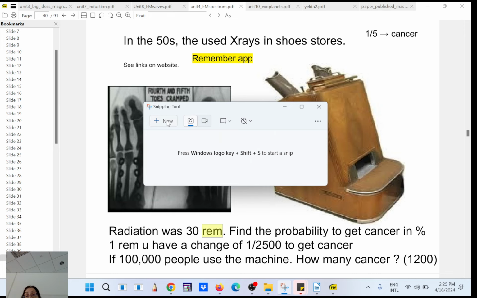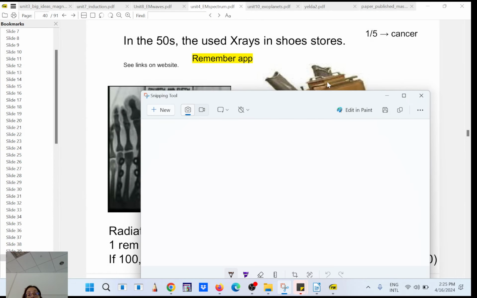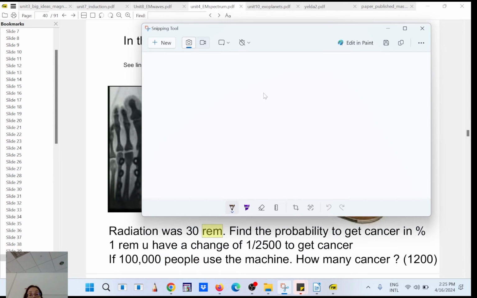Will you get cancer? It's probability. When you get to the body at a very small scale, everything is probability. So if you have 30 REM, you have 30 times the chance to get cancer. If 2,500 people put their feet inside that machine, 30 will get cancer. Is that clear? For example, if you have 100,000 people using that machine, you put 100,000 here, you put an X here, so 1,200 will get cancer.